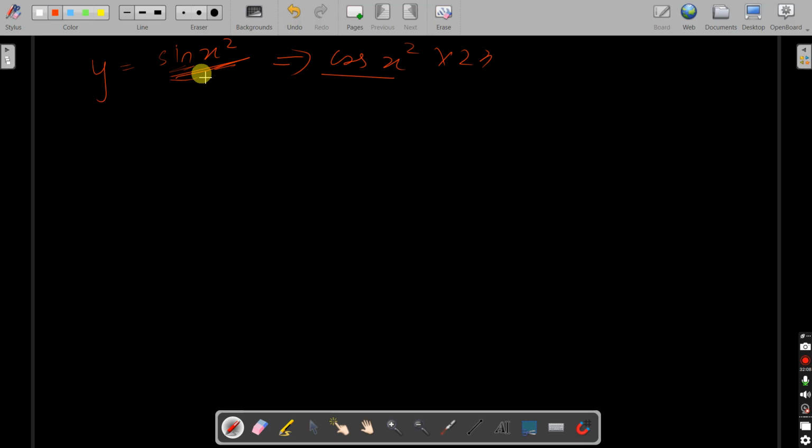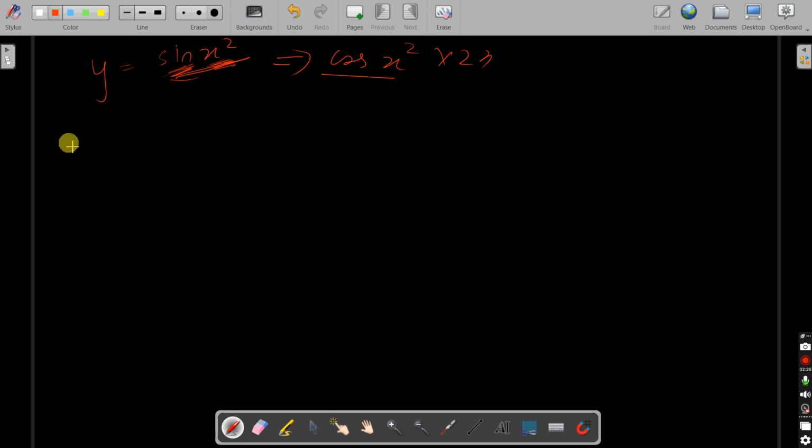So this will become, look at this as cos x. Just copy the whole thing, but differentiate the first term. This becomes cos x squared, multiplied by the differentiation of the second term, which will be 2x. So the answer was this.